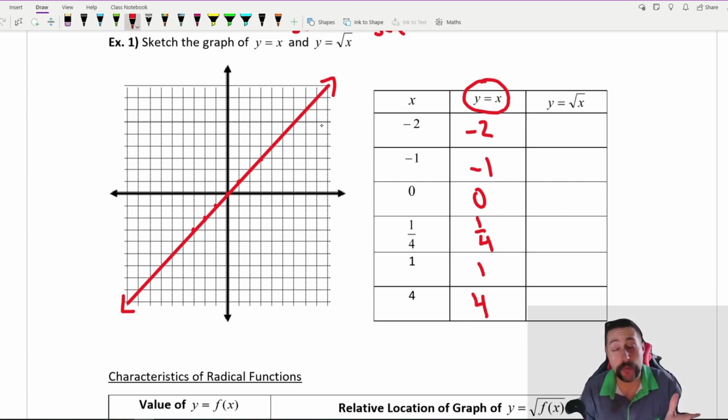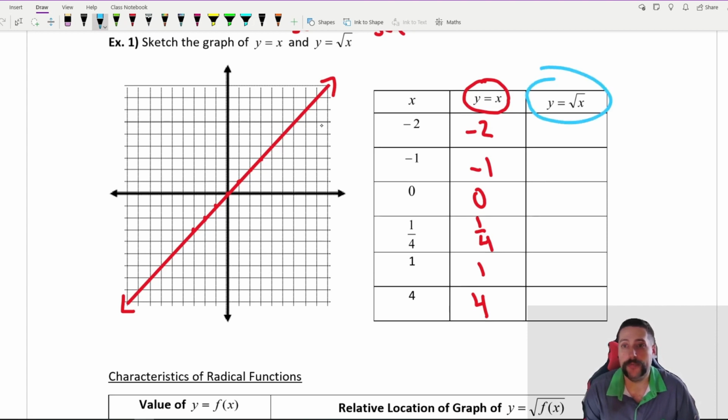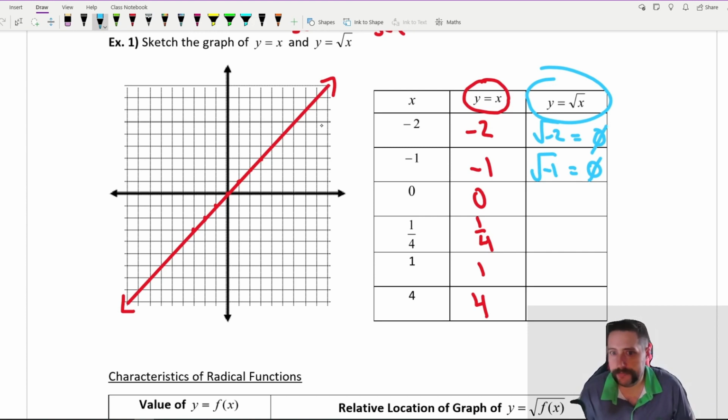Now we are going to do y equals the square root of x. Essentially, all we are doing is taking the square root. When x is equal to -2, we take the root of -2, and the square root of any negative is undefined, so we write that as undefined. Next, x is equal to -1. It's the same thing: any root of a negative gives you undefined. So it does not exist, and we can't graph it.